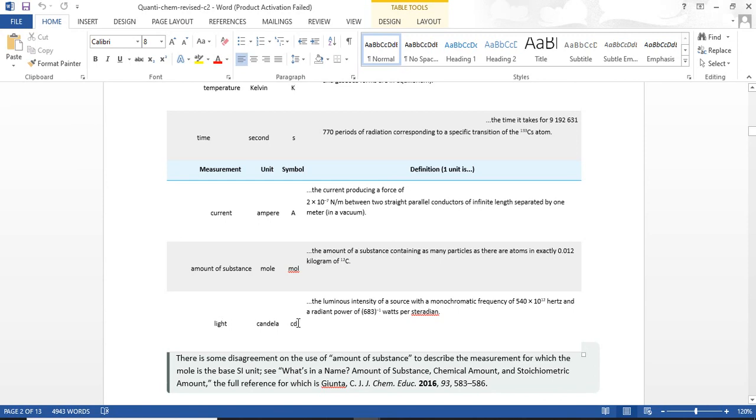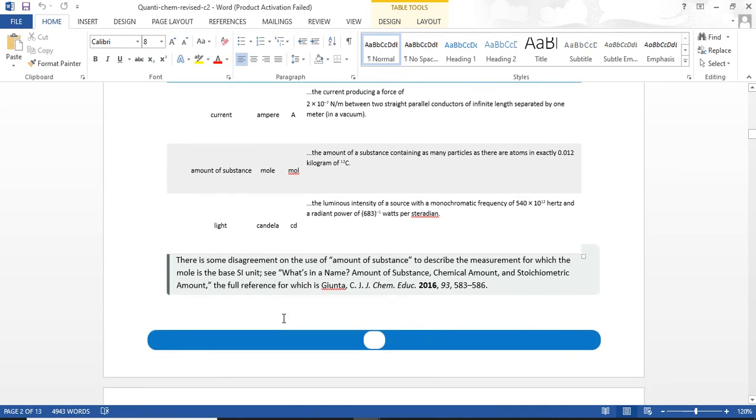There is some disagreement on the use of amount of substance to describe the measurement of which a mole is based in your SI. Okay? Kung ano yung mga SI, what is the name of the substance, amount of your substance, it is called chemical amount and also stoichiometric amount. The reference value sa book ni Guanta.